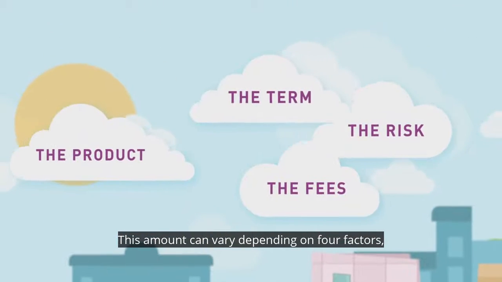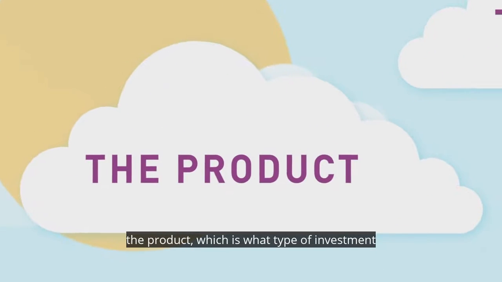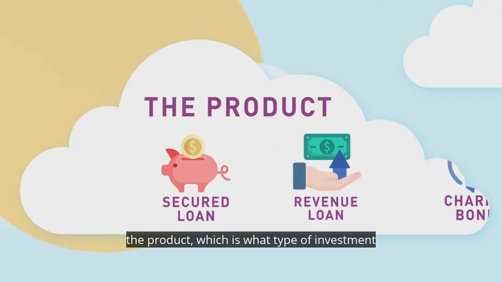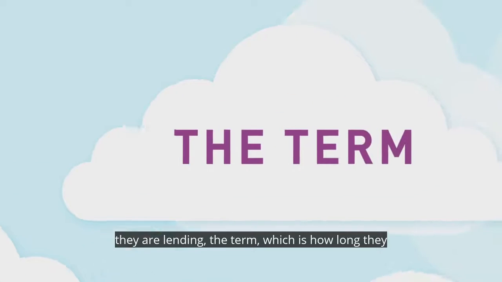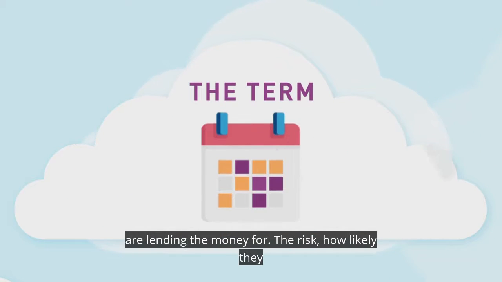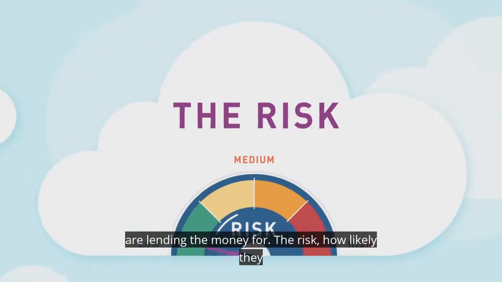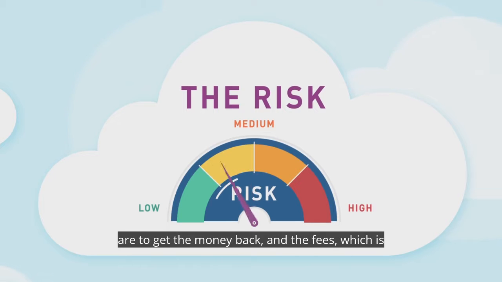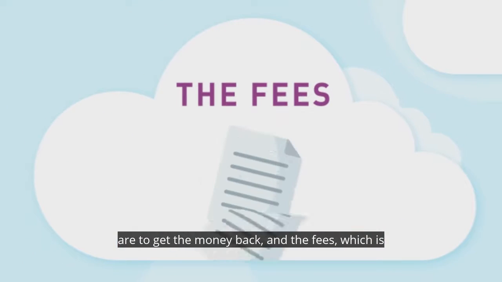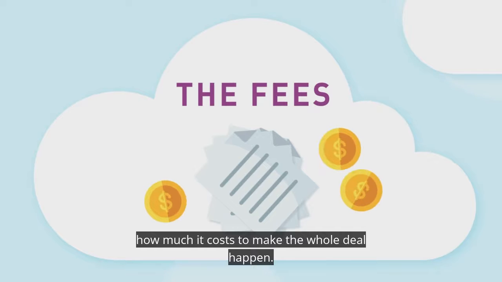This amount can vary depending on 4 factors: the product, which is what type of investment they are lending; the term, which is how long they are lending the money for; the risk, how likely they are to get the money back; and the fees, which is how much it costs to make the whole deal happen.